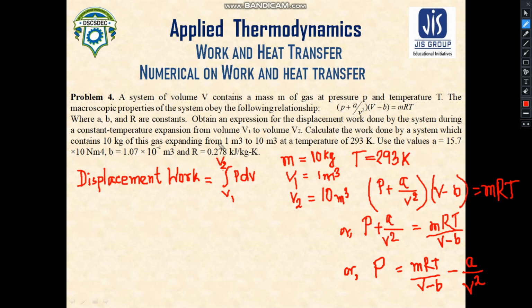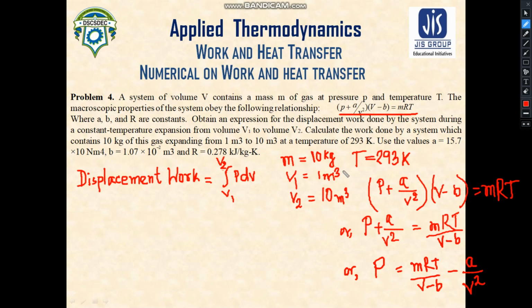Obtain an expression for the displacement work done by the system during a constant temperature expansion from volume V1 to volume V2. Calculate the work done by a system which contains 10 kg of this gas expanding from 1 meter cube to 10 meter cube at a temperature of 293 Kelvin. Use the values of A and B given here. So as you can see, the gas is following this equation. Okay, so this is the primary equation which is available to us.